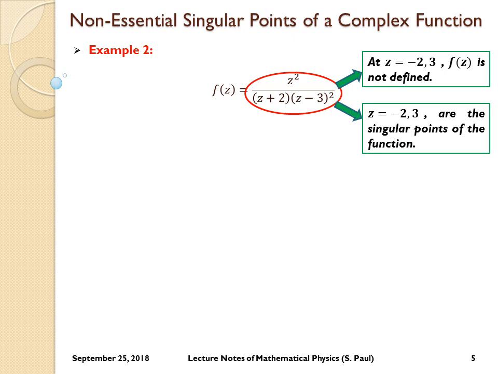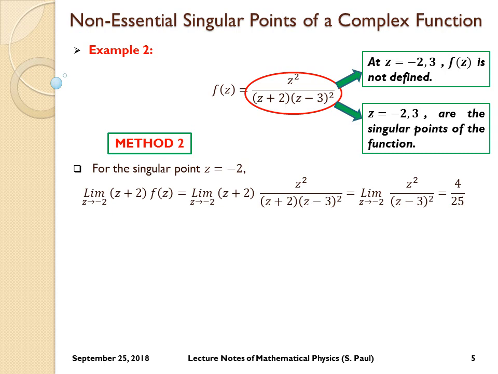Since the complex function contains only algebraic functions in the numerator and denominator, we should use method 2 to identify the non-essential singular points of the complex function. So first, for the singular point z equal to minus 2, we calculate the limiting value of (z plus 2) into f of z, as z is tending towards minus 2.